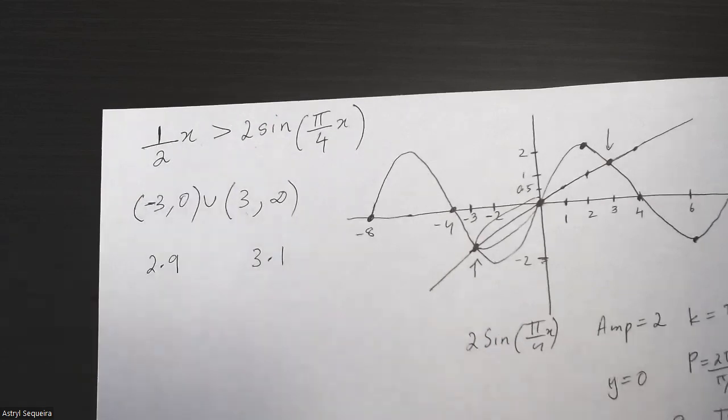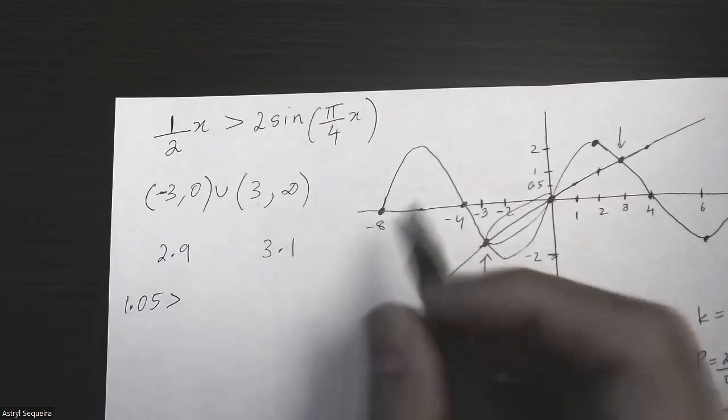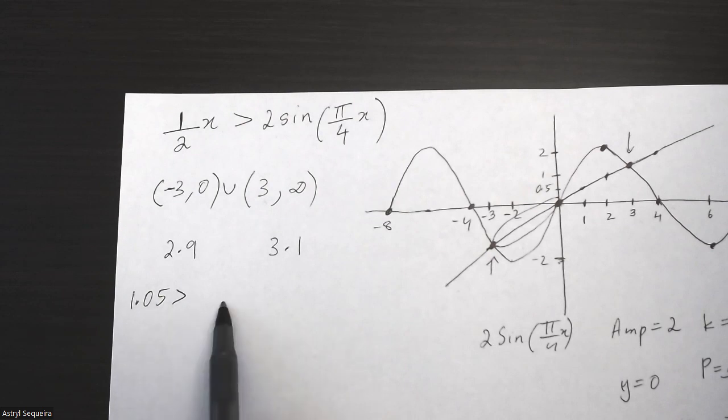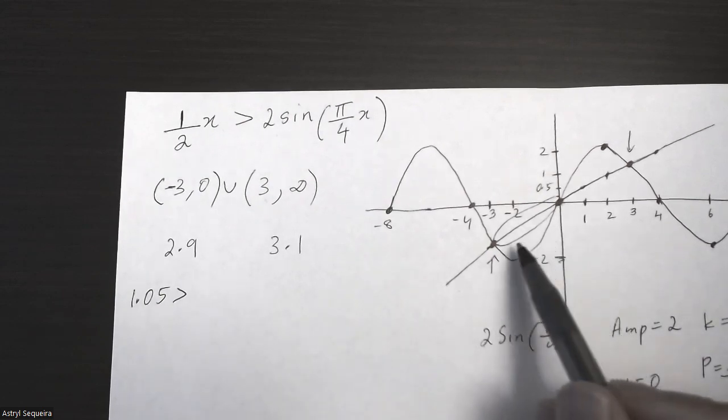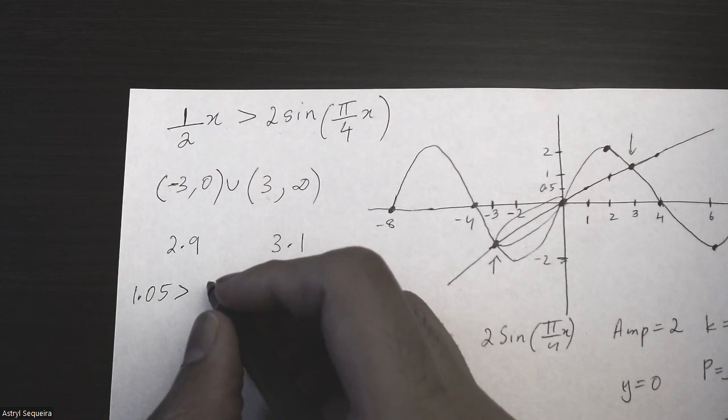So if I put 2.9 in this equation, I'll do it in my calculator. 1/2 times 2.9 is 1.05. And then if I put it in this side of the equation, make sure your calculator is in radian mode. And remember, we want both sides to be exactly the same because that's what happens at the intersection points. So if I do 2 sine pi/4 times 2.9, I get 1.